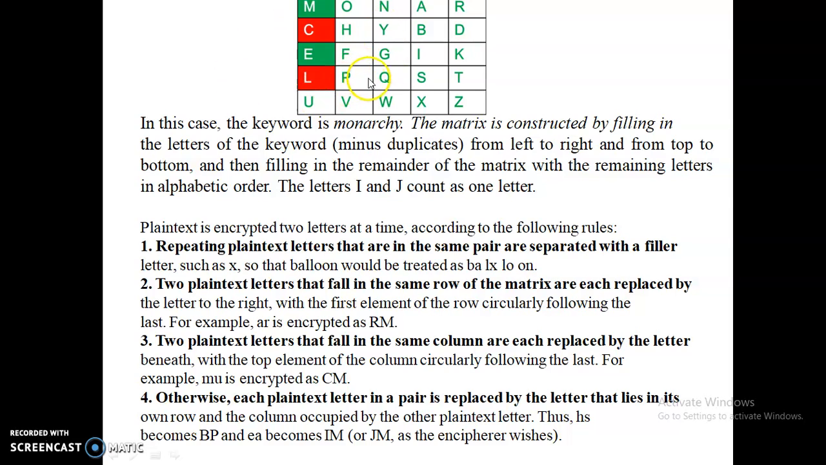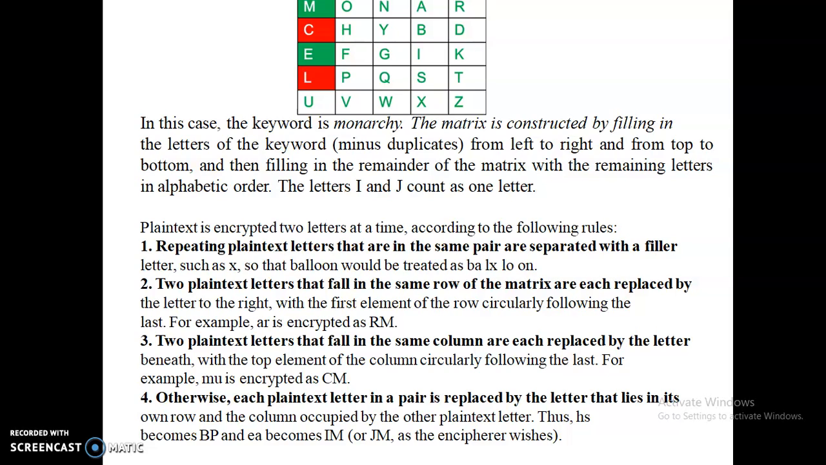And then P, Q, R, but R is placed in the keyword, so you skip that. And S, T, U, V, W, X, Y. Y is in the keyword monarchy, so you skip that, and the last letter is Z. So like this, you have to place the keyword in the matrix.